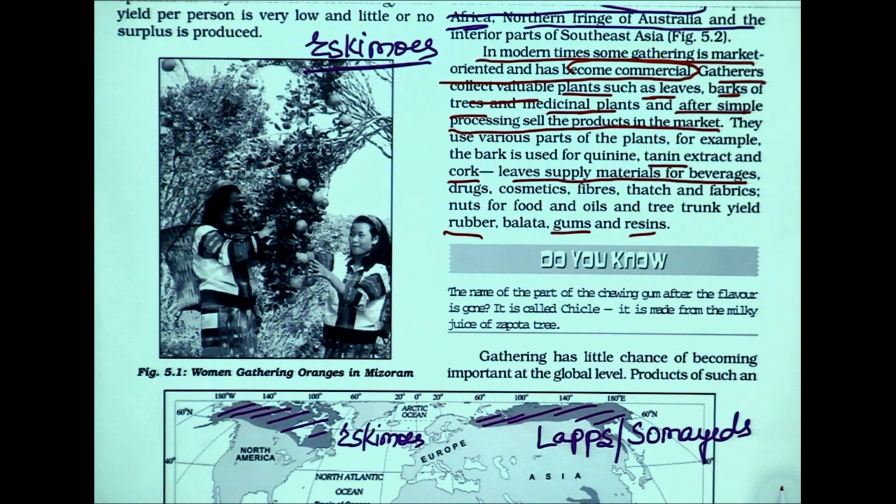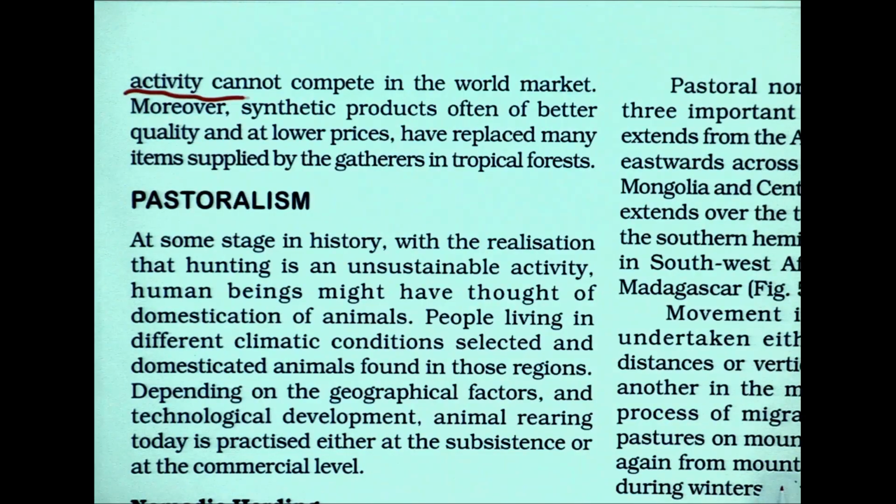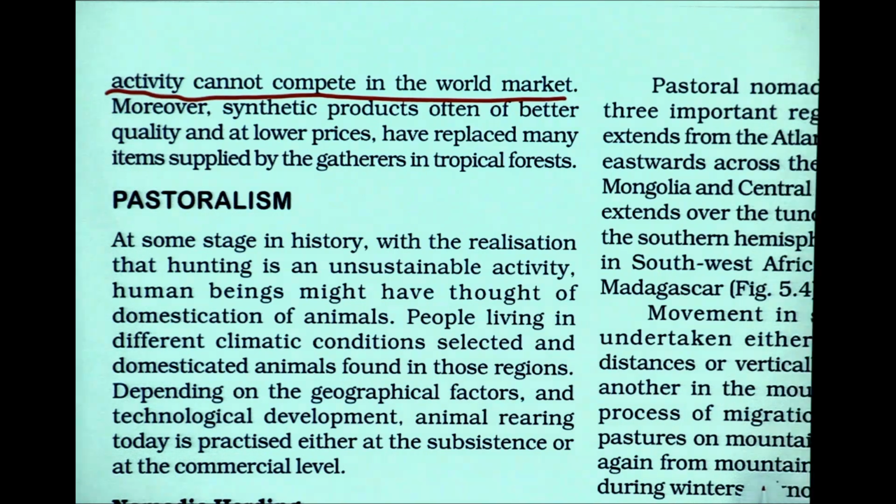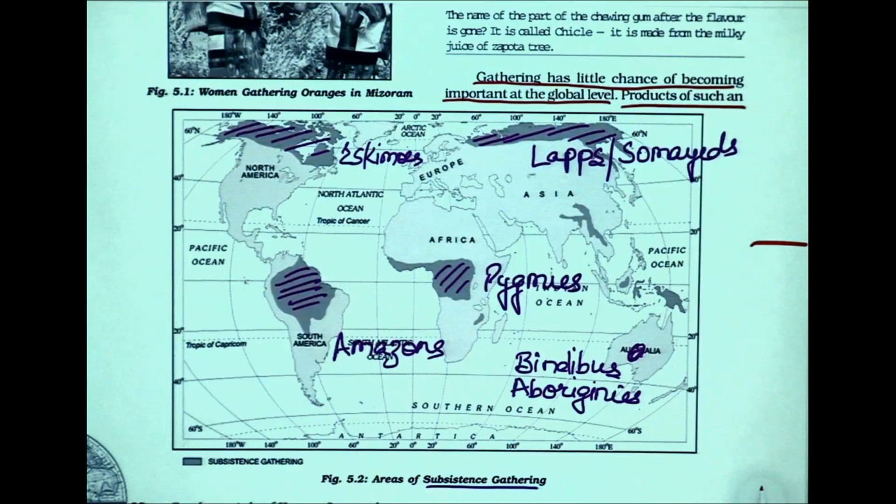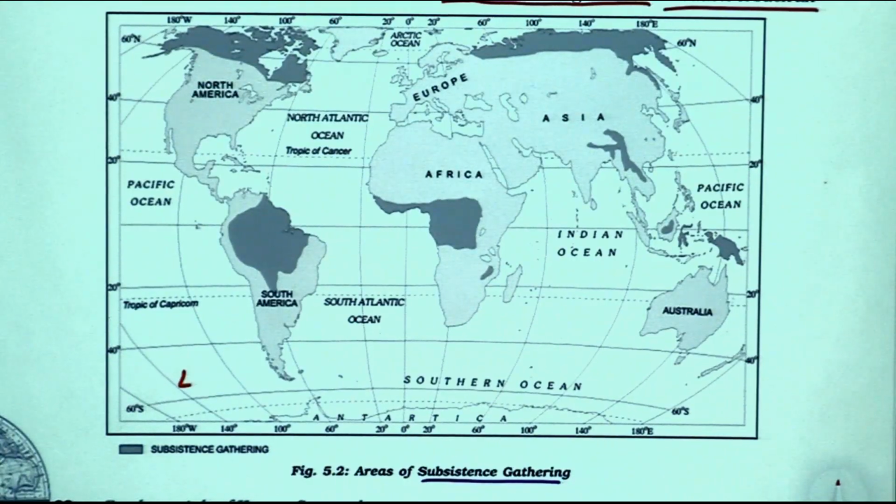But when we talk about these developments, we need to understand that gathering has a little chance of becoming important at global level. Reason being, product of such activities cannot compete in the world market. So if I have to take note of what we have understood as the pinpointing reference of hunting and gathering, going back to the map, hunting and gathering will be practiced in the areas of unfavorable climate where primitive population lives. These populations are essentially called fourth world communities.